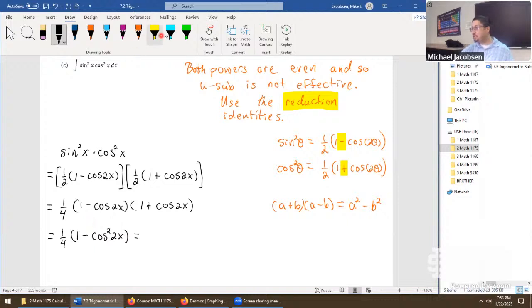Okay, well, let's use it a third time right here. I think the color coding this time is going to be really helpful. This is going to be 1/4 multiplying 1 minus. Apply the reduction identity again right here. So this is the line we're using. That means we'll get a 1/2, then a 1 plus cosine of something.